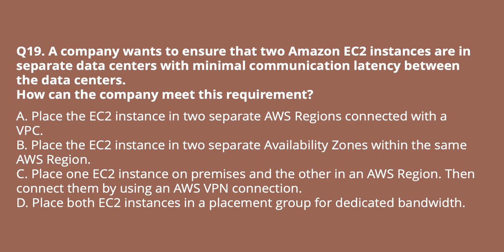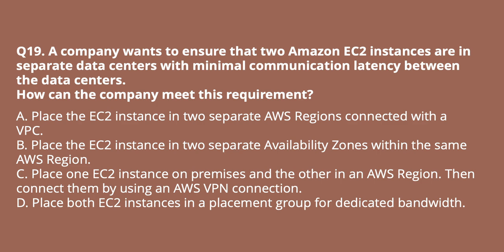So we have option A, place the EC2 instances in two separate AWS regions connected with a VPC. Option B, place the EC2 instances in two separate availability zones within the same AWS region. Option C, place one EC2 instance on premises and the other in an AWS region, then connect them by using an AWS VPN connection. Option D, place both EC2 instances in a placement group for dedicated bandwidth.